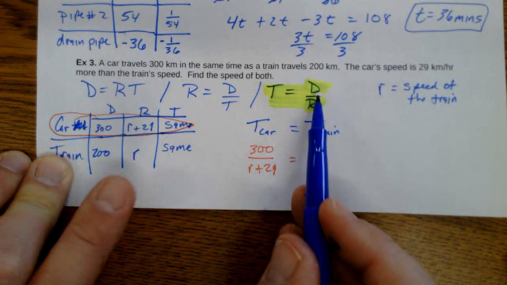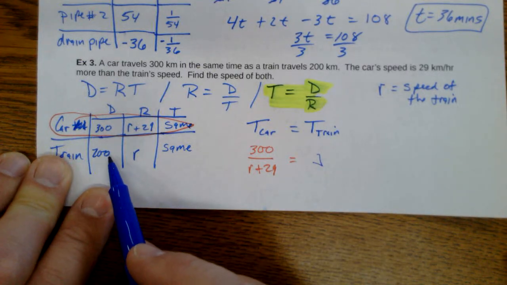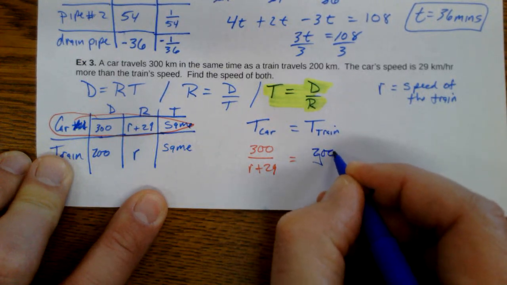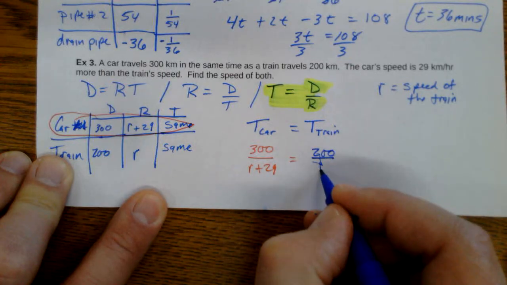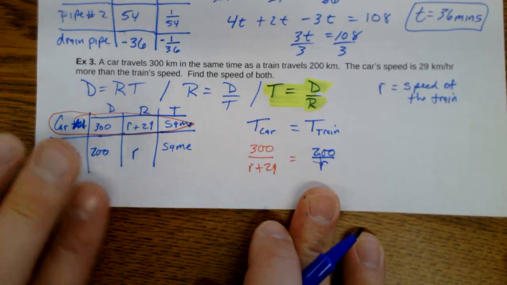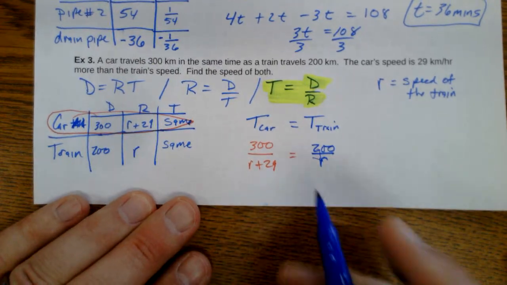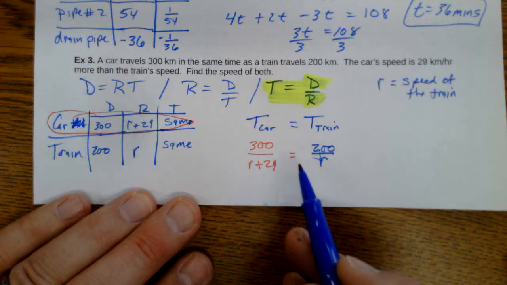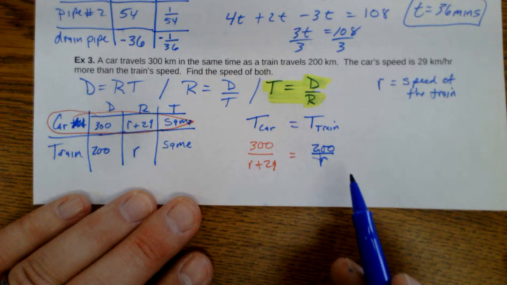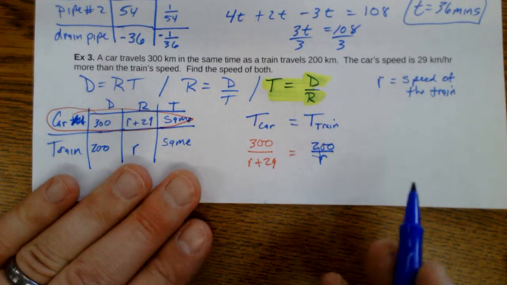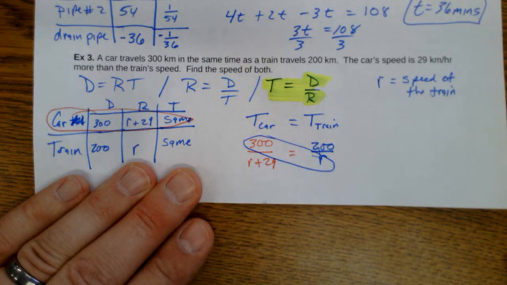And if I look at the train, D over R for time, the distance is 200, and my rate is R. So now we have a proportion, and you can solve this a couple different ways. If you want to multiply everything by the LCD, you can, or a lot of us learn just cross multiply. So we can go ahead and do that.